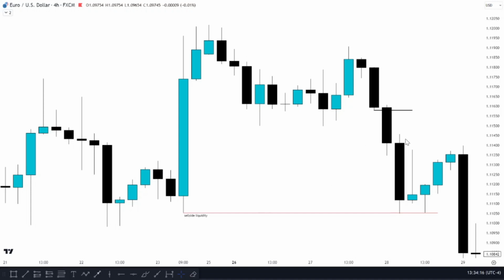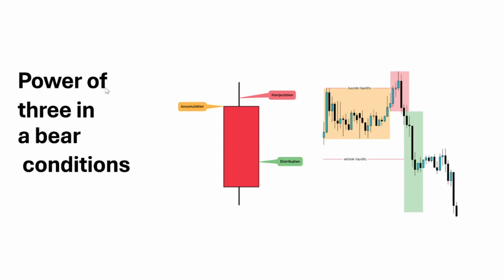So anticipating a down close candle, we will apply the power of 3, where you are expecting price to go for higher prices to run out a premium price before trading down. So a power of 3 in a bearish condition, you are expecting an accumulation, a manipulation, and a distribution. At the opening price, you're anticipating price to trade either to a premium imbalance or a premium fair value gap to take out a buy side liquidity.